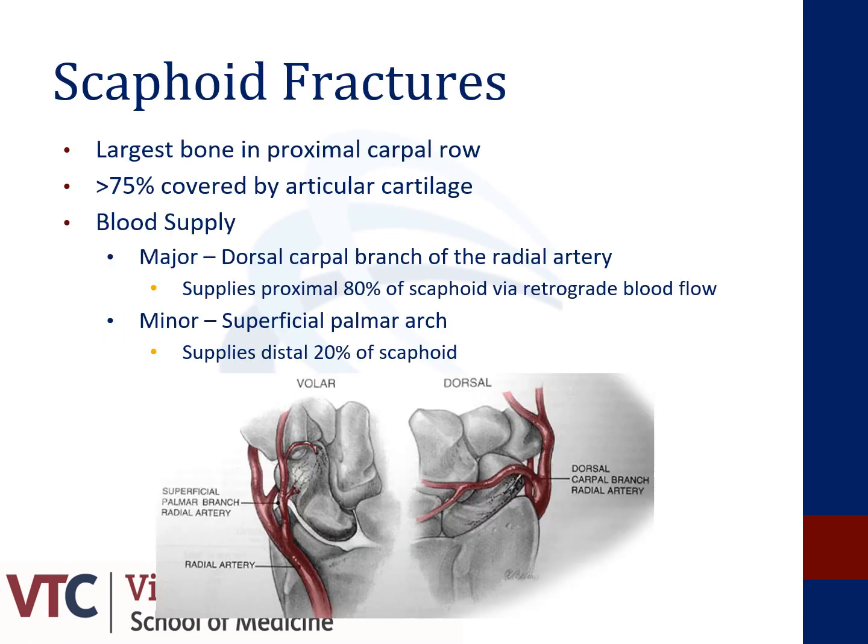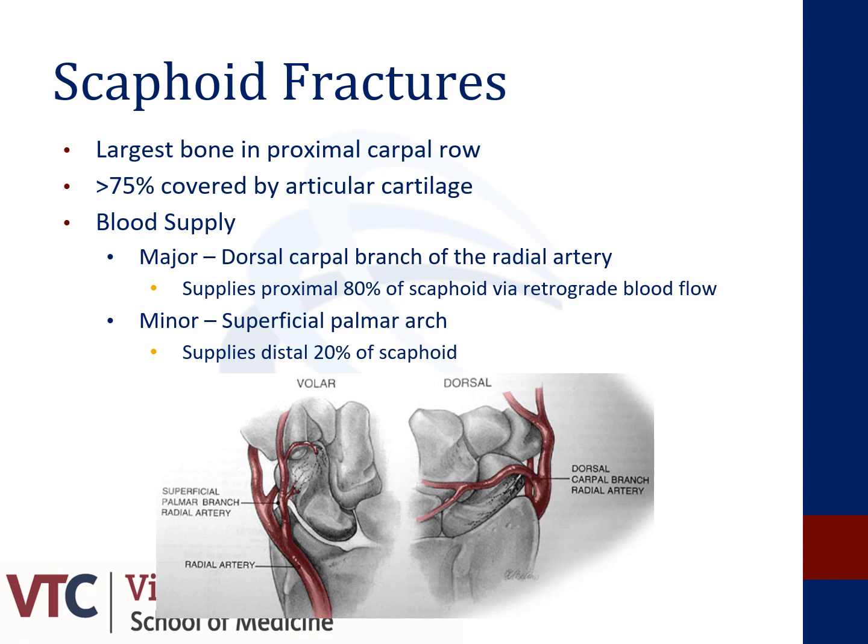Looking at carpal, we'll start with scaphoid fractures. The scaphoid is the largest bone in the proximal row. Greater than 75% of its surface is covered by articular cartilage. Its major blood supply is from the dorsal carpal branch of the radial artery. That artery provides the proximal 80% of the scaphoid in a retrograde flow, and it has a minor contribution from the superficial palmar arch, which supplies the distal 20% of the scaphoid.